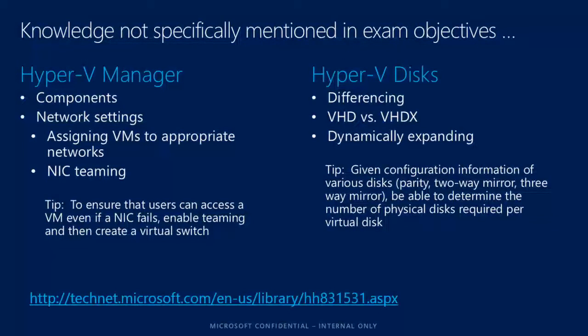Hyper-V disks, differencing disks, VHD versus VHDX. Be familiar with that. Dynamically expanding. Given the configuration information of various disks, parity, two-way mirror, three-way mirror, be able to determine the number of physical disks required per virtual disk. And I think, don't I have a sample question on that? I don't. Maybe I do later. Let's make one up. If you have a three-way mirror configured on a storage pool, how many disks can fail before you lose that storage pool? Nice. Good. Okay. 2 for those who didn't hear.